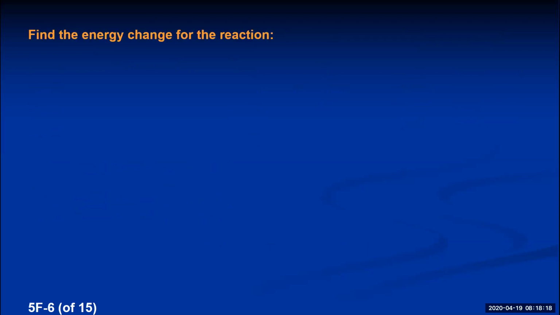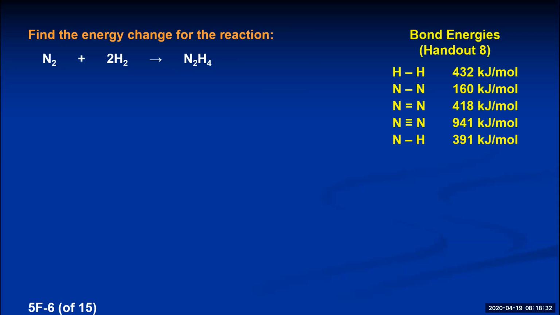If we try another example, we're going to find the energy change for the reaction N2 plus 2H2 yields N2H4. In order to do this, we'll have to look up the bond energies found on handout 8, and there's a whole list of bond energies there. Why don't we see if we can go ahead and draw the Lewis structures, predict what bonds are being broken, what bonds are being formed, and then determine the final answer. If you wanted to pause and try to work this out yourself first, feel free to do so, and then we'll continue with the problem.